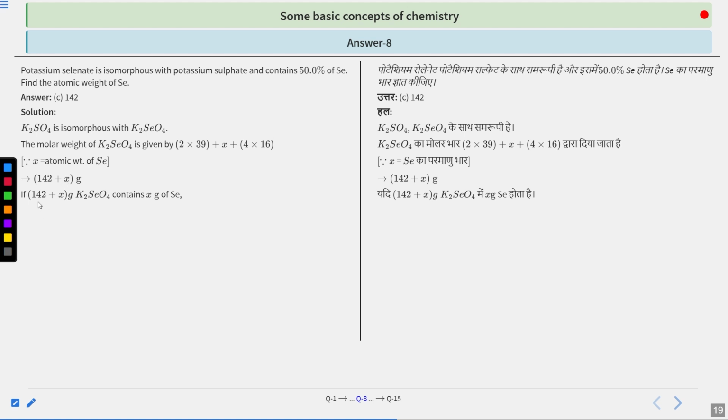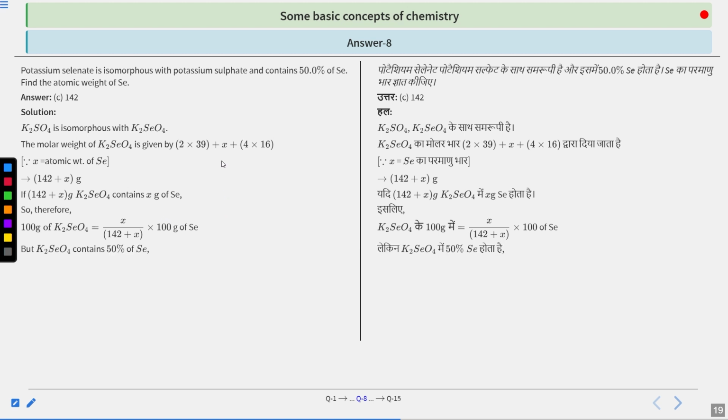And we know that 142 plus X gram will contain X gram selenium. How are we saying that? Because we are assuming the atomic weight of selenium is X. So 142 plus X will contain X gram of selenium. Now, 100 gram of K2SeO4 will contain how much? 142 plus X is containing X, so 1 gram of K2SeO4 will contain X by 142 plus X gram of selenium. Therefore, 100 gram will contain 100 multiplied by this.